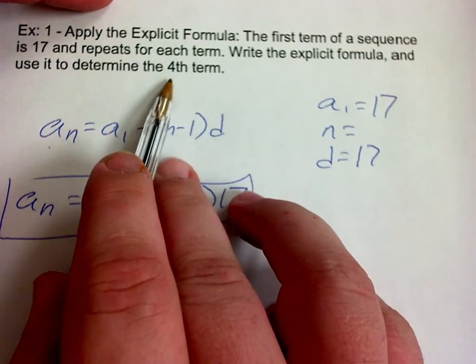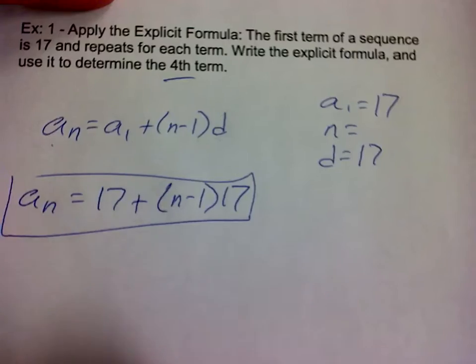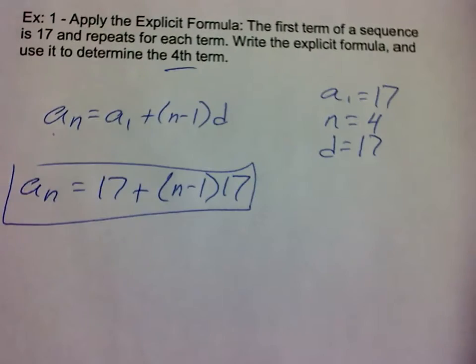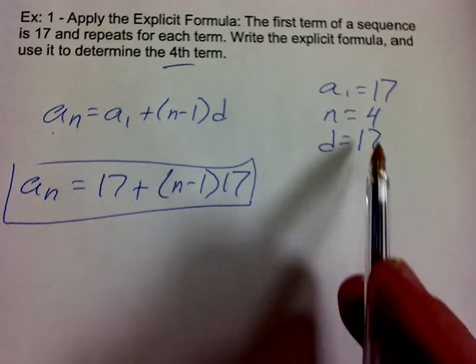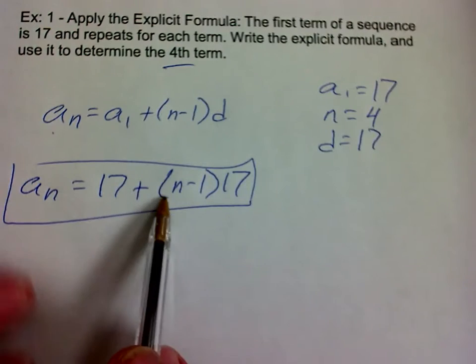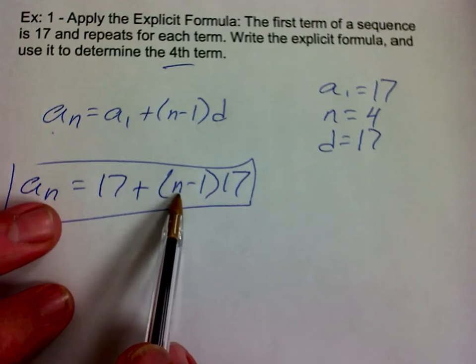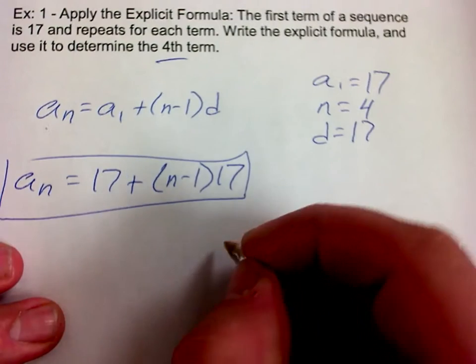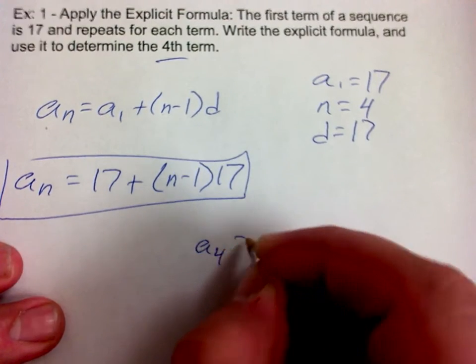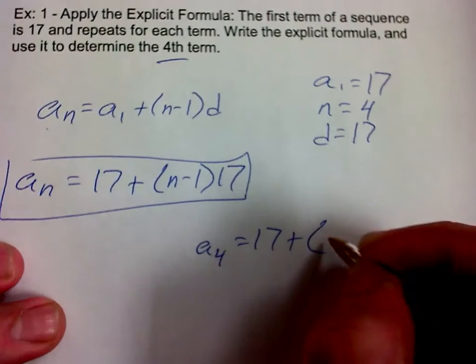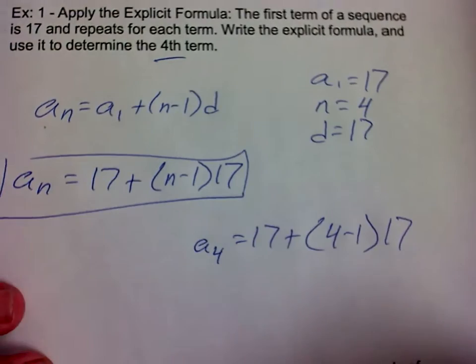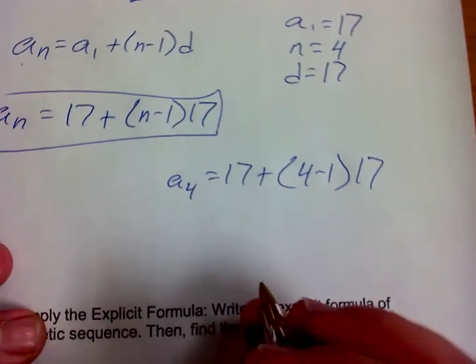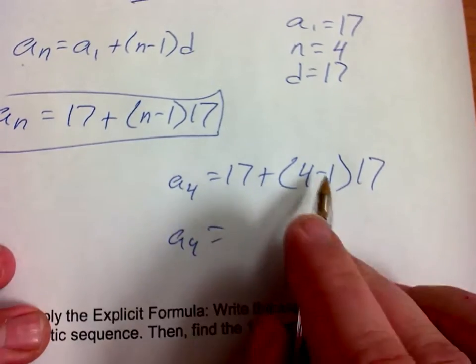We only need now what term we're looking for, since we're trying to find the fourth term. That's where the 4 comes from. Now we've already plugged in our a sub 1 and our d into this one, so if we just apply n into this equation, so the two locations that we have an n, plug in 4 for them. That means we're going to end up with a sub 4 is equal to 17 plus, in parentheses, 4 minus 1 times 17.